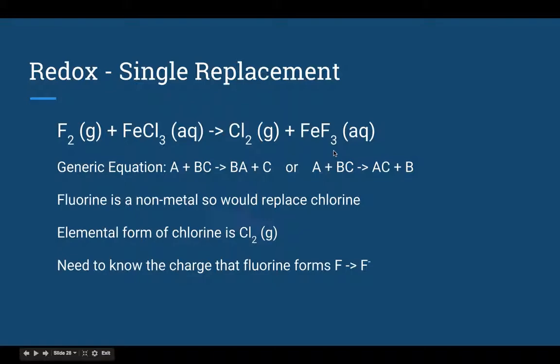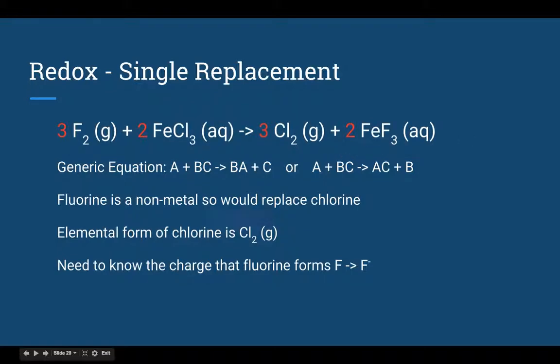Okay, so here are our products. We predicted our products. Last step is going to be to balance it. Okay, there's our balanced chemical equation. We've completed that reaction equation.